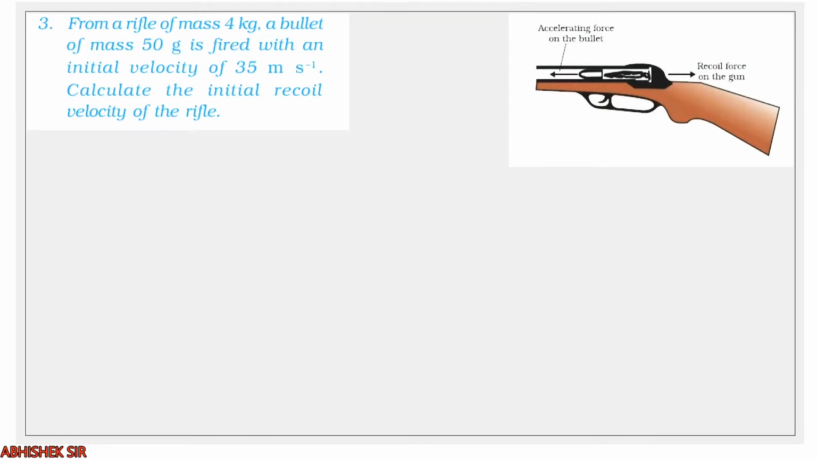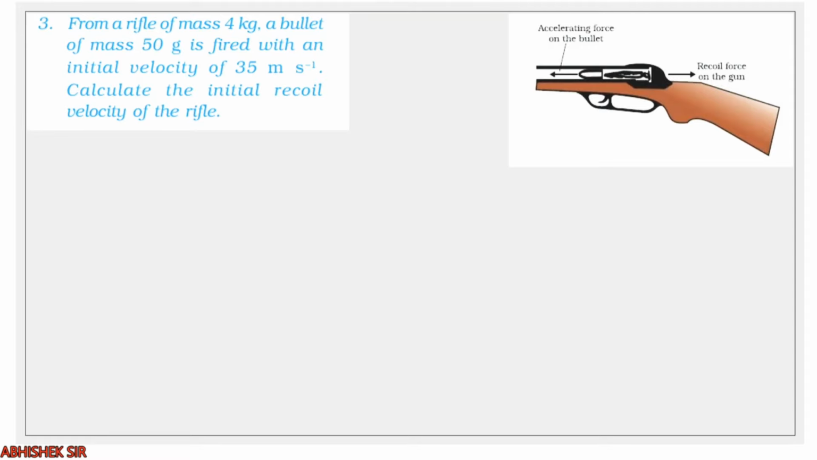Clear? Now the third question: from a rifle of mass 4 kilogram, a bullet of mass 50 gram is fired with an initial velocity of 35 meter per second. Calculate the initial recoil velocity of the rifle. Now, this is based on the law of conservation of momentum. We will consider the momentum before firing and after firing. Before firing, the bullet and the rifle were stationary, so they had zero momentum, and after firing they gained some momentum.